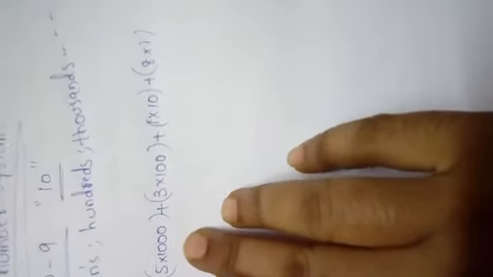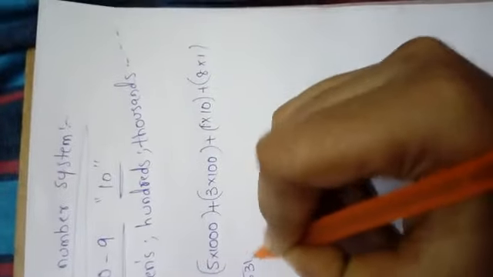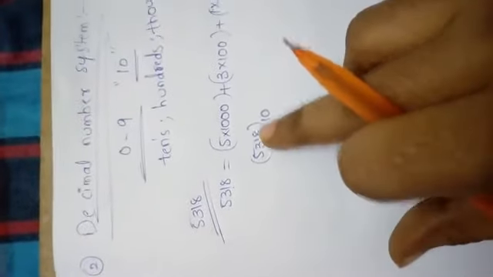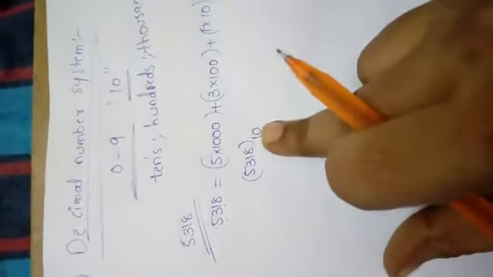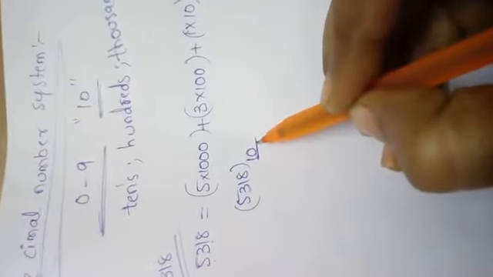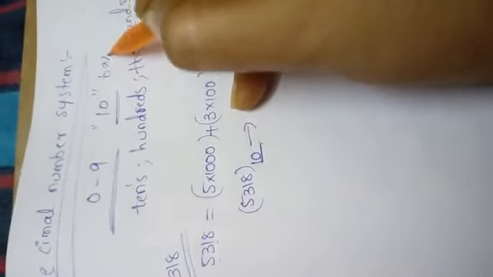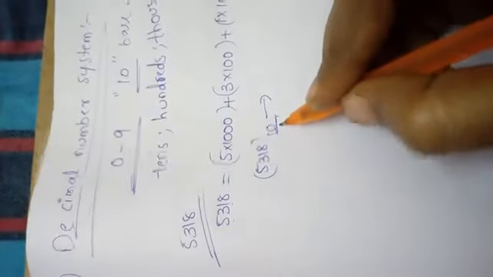This decimal number can also be represented like this: 5318 base 10. That means 5318 with the base 10. The subscript 10 denotes the base or radix of the decimal number. This base I already explained here. 10 is the base of the decimal number, and we can show it like this.